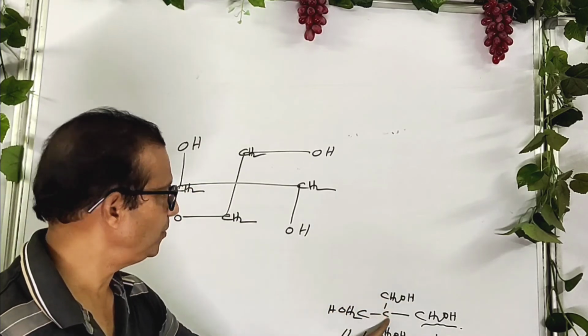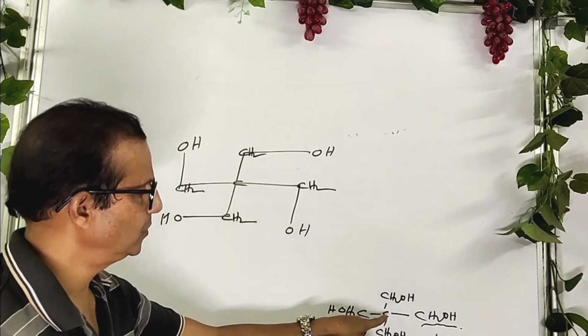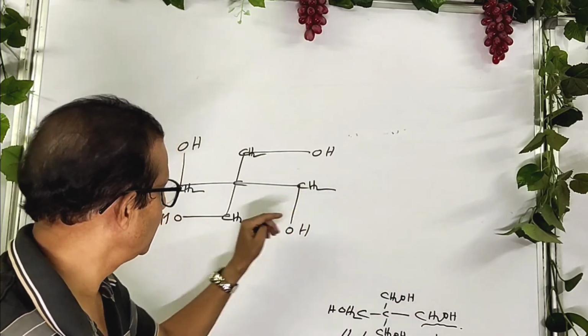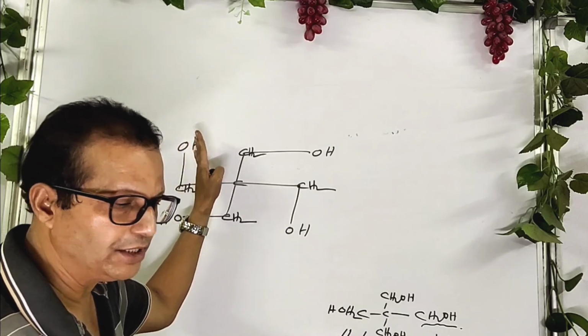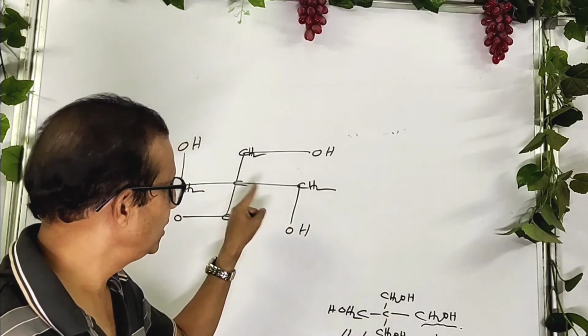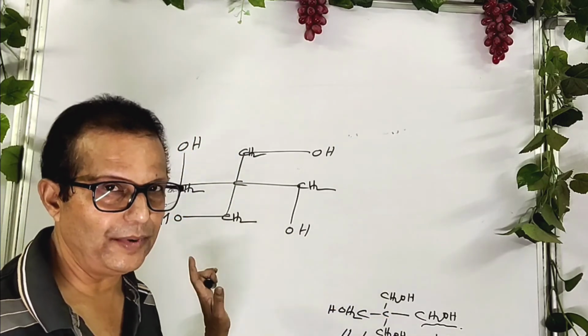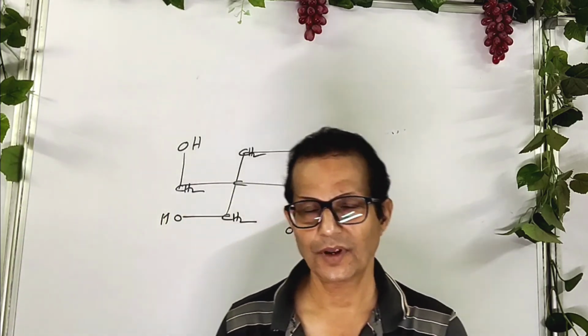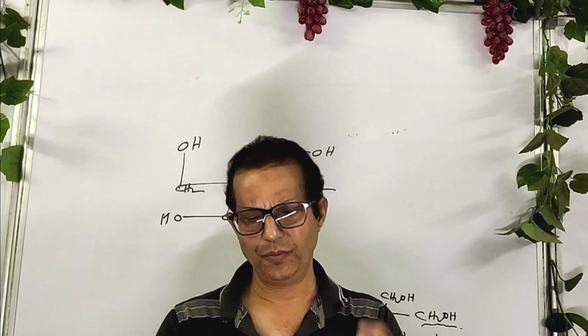So let's see, carbon at the middle, CH2OH, CH2OH, CH2OH, CH2OH. So there are 4 CH2OH. So this and these are same. Remember it. I have seen the structure in entrance. Clear? And the last topic.